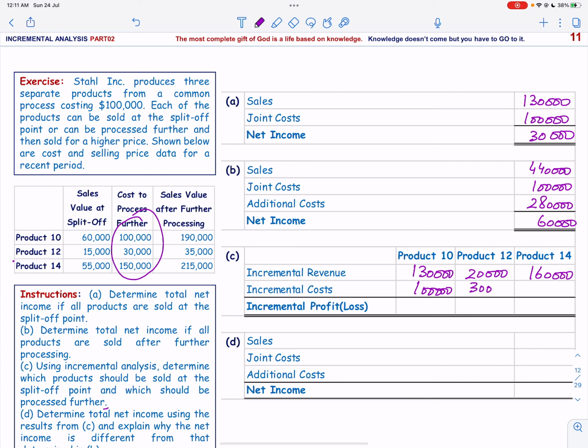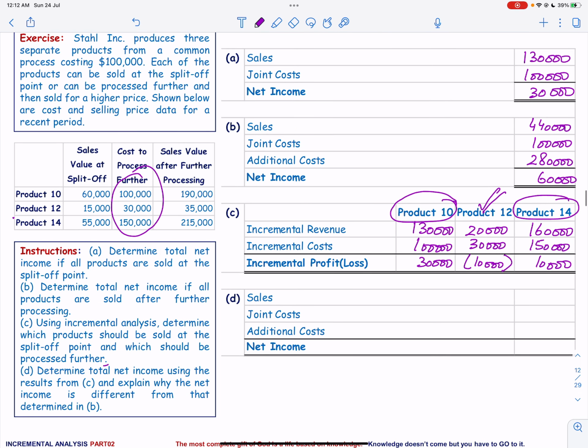$30,000 and 150,000. So the incremental profit or loss for product 10, there is an incremental profit of 30,000. For product 12, there is a loss of 10,000. And for product 14, there is an incremental profit of 10,000. So the company should process product 10 and 14 further, and product 12 should be sold at a split off point.